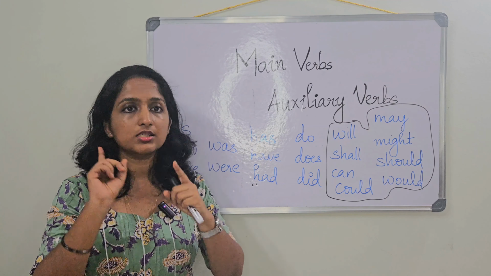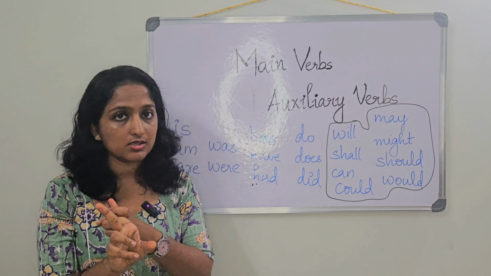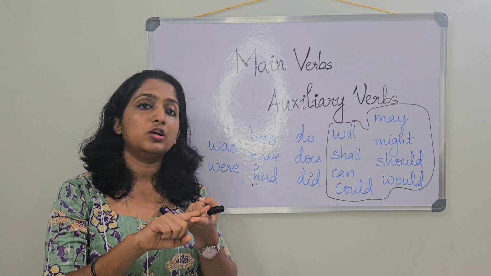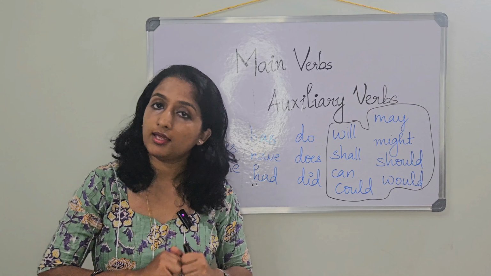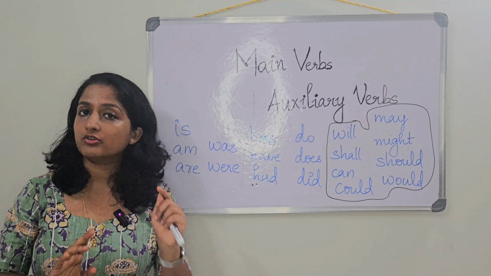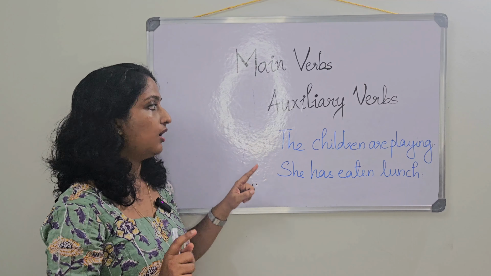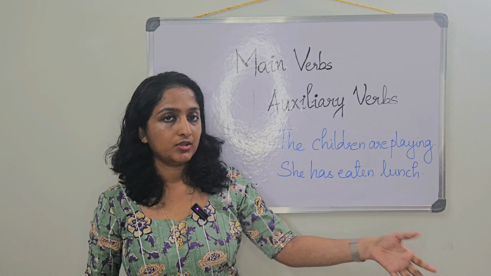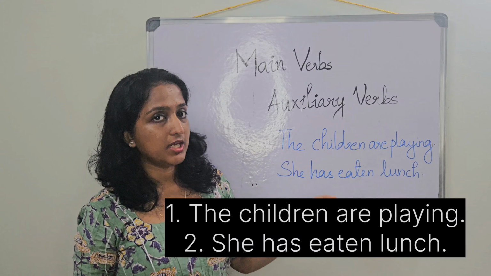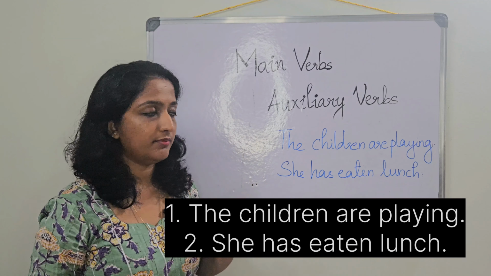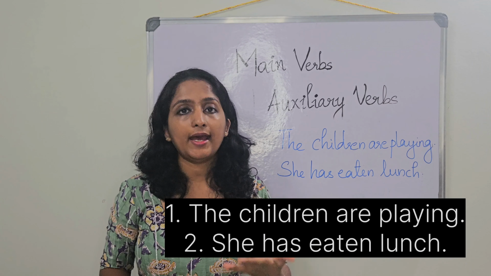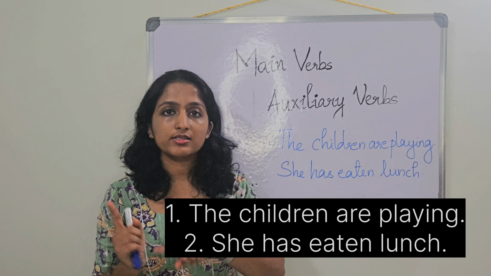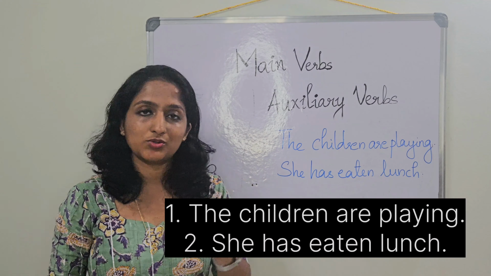So for this day's homework, I'll give you two sentences. Please comment below the main verb and auxiliary verb in those two sentences. That's your homework. Okay, note down the sentences. The first sentence is, the children are playing. Second sentence is, she has eaten lunch. So comment below what is the main verb and what is the auxiliary verb in those two sentences.